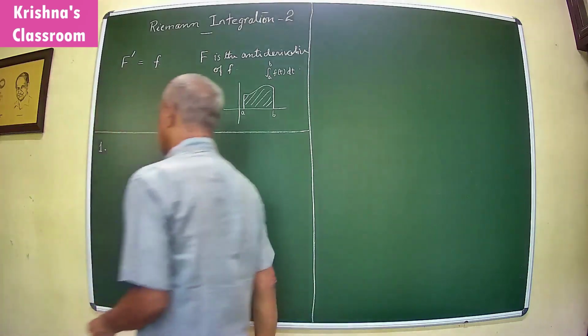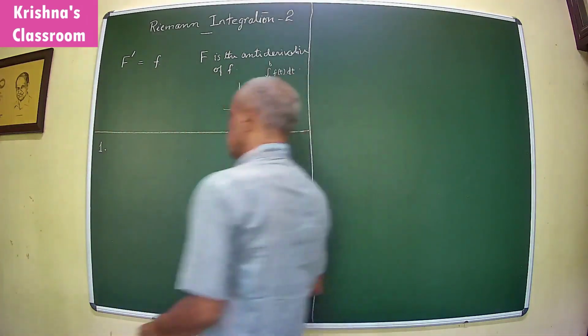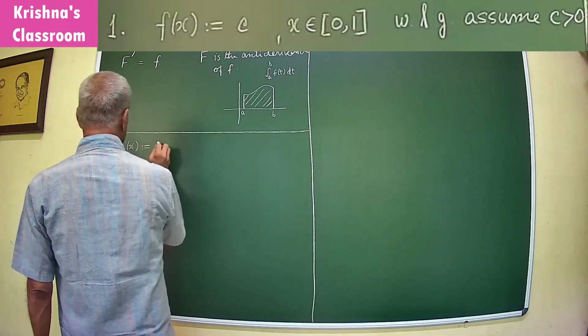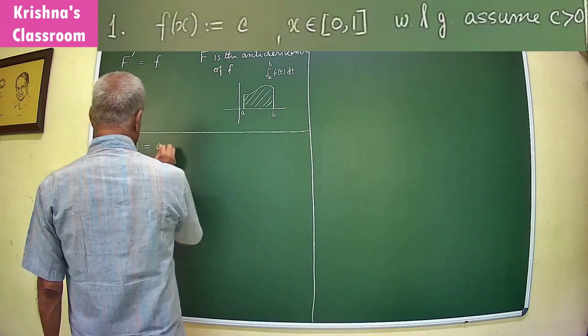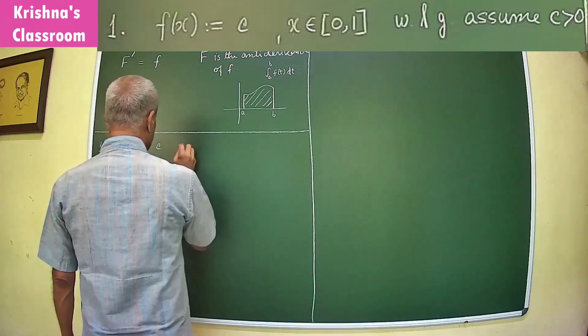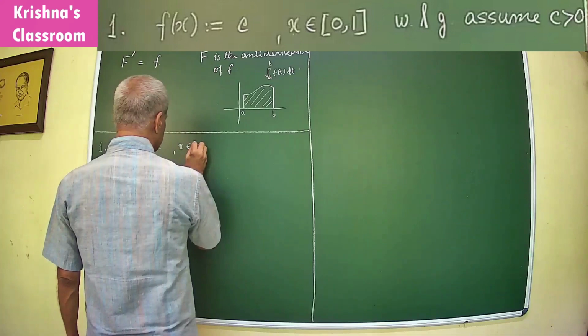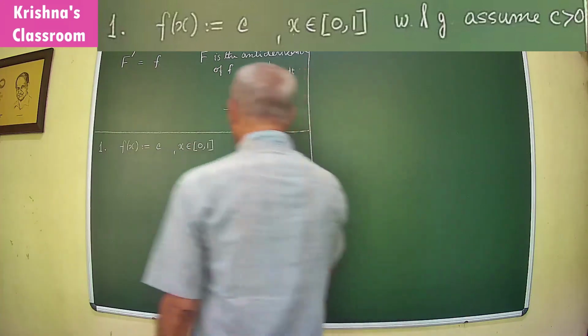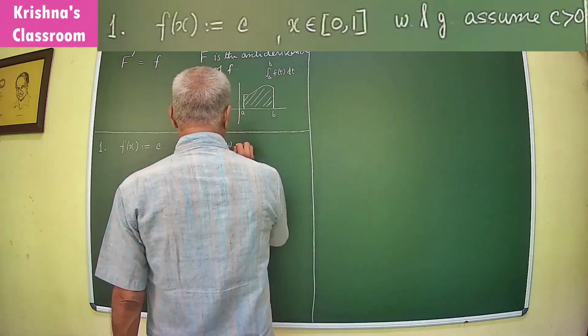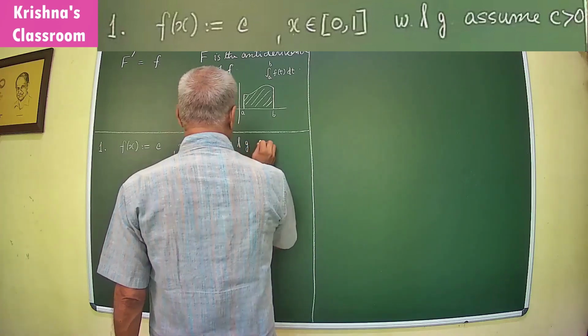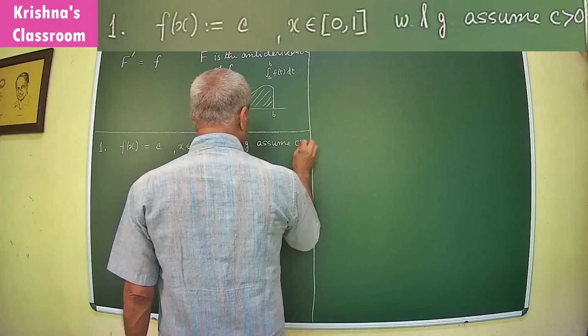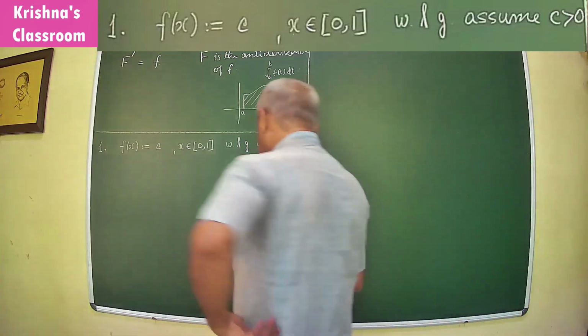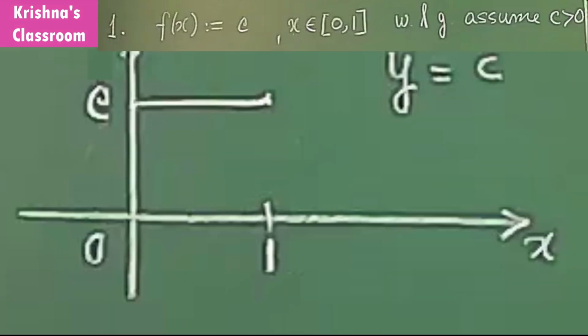We take the first example. Define f(x) equal to the constant c for x belonging to the interval [0,1]. We assume, without loss of generality, that c is positive. Let us draw the graph of this function. How does it look?